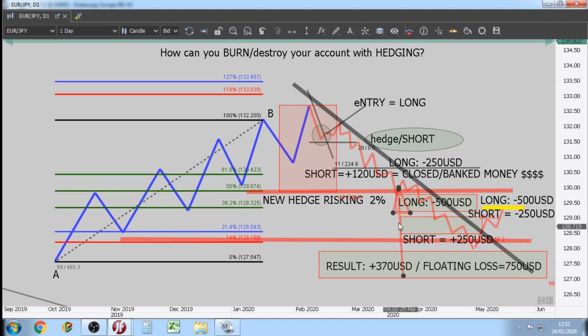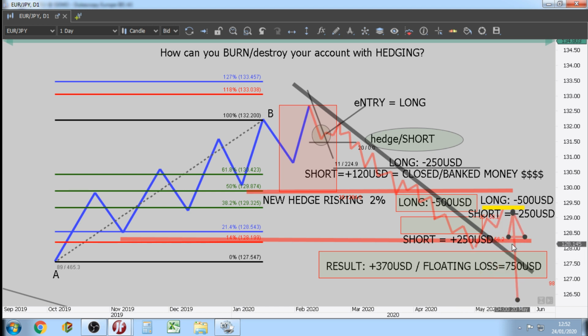When the market does this, everybody, and we are in between our short trade and we are far away from our long trade, what is the result? The result is we banked $370 closing the hedges, right? The market hit our last hedge, reversed, and we didn't close our short hedge, and we are here at the yellow line.